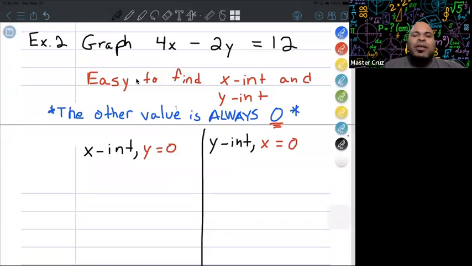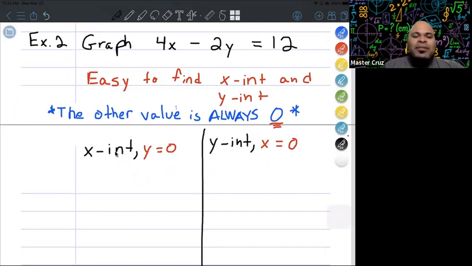Well, the first step is to find the x and the y intercepts, because the one thing about the standard form is that it allows you to see the x and the y intercepts very easily. And the way that you do that is that to find the x-intercept, the other value is always 0.